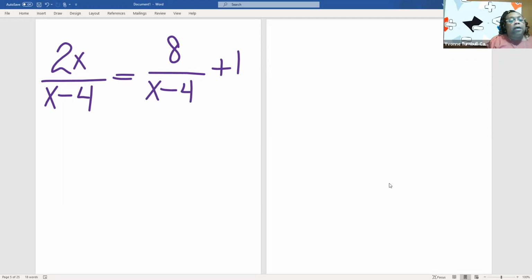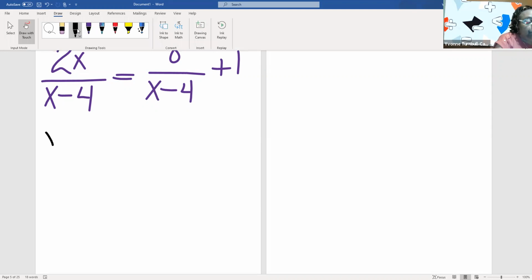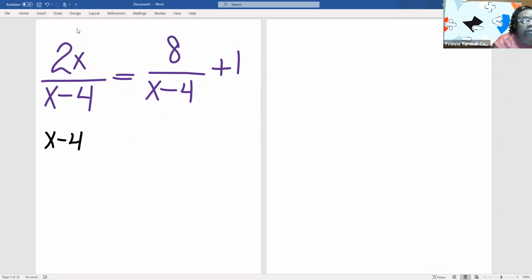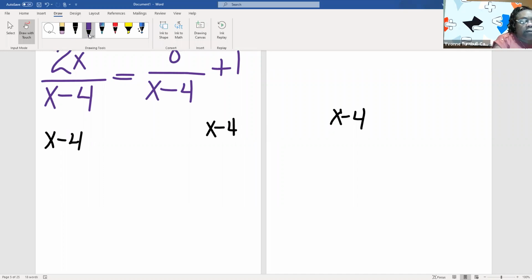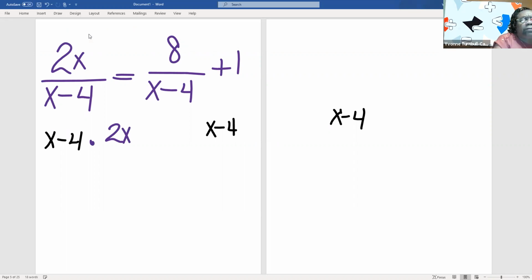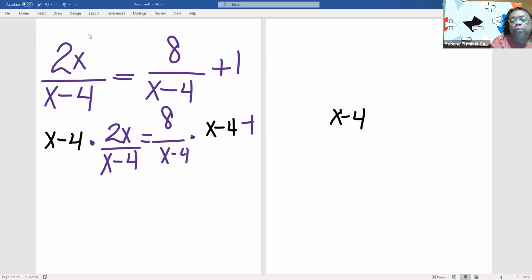So we don't have to find the LCD, but we still have to multiply each term by the LCD in order to get the denominators to go away. So we're going to write x minus 4 three times because there are 3 expressions. So there's my LCD. I'm going to multiply it by 2x over x minus 4 equals 8 over x minus 4 times that, plus 1.